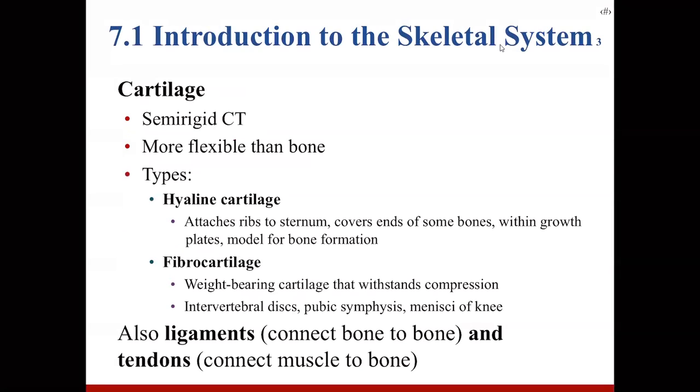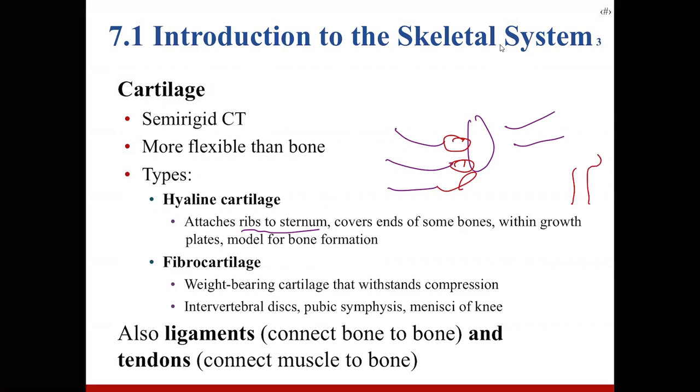Okay, so now cartilage is connective tissue, which you guys know, it's way more flexible than bone. So it's called semi-rigid. There are two types of cartilage that are important here. So there's hyaline cartilage. Hyaline cartilage is going to attach your ribs to your sternum. So if here's your sternum and your ribs are coming around, hyaline cartilage is going to connect them here. We'll go over that. It covers the ends of some bones.